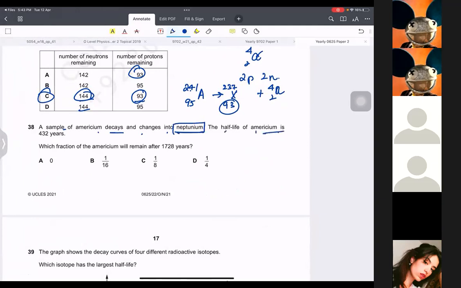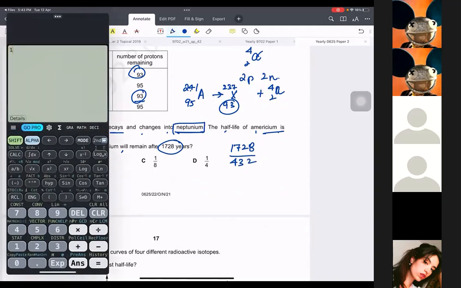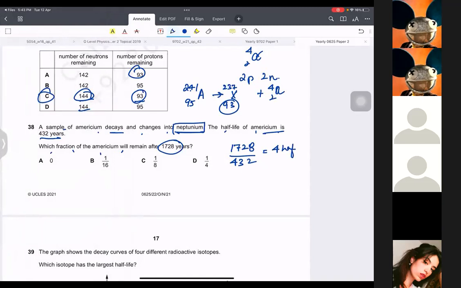Now a sample of americium decays and changes into neptunium. The half-life of americium is 432 years. Which fraction of americium remains after 1728 years? So how many half-lives will there be? We are going to just divide it. 1728 divided by 432 is 4 half-lives. 4 half-lives means that I have to divide by half 4 times. And 4 times half means 1/4 into 1/4, which is 1/16.